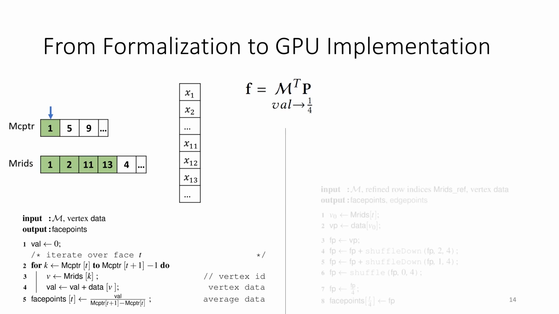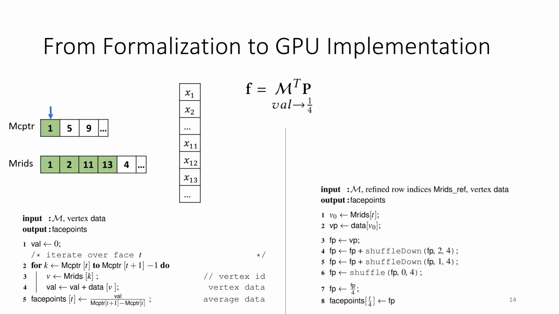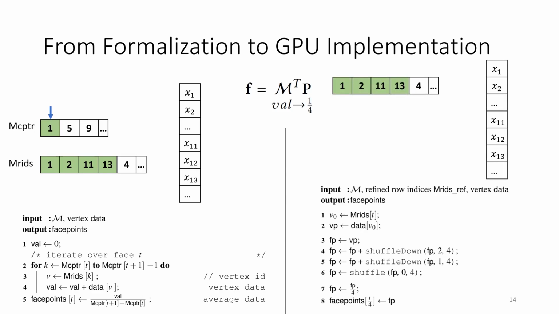But we actually know a bit more about the underlying data. First, the fact that each column has exactly 4 entries renders the column pointer obsolete. Therefore, we can assign one thread to each row index. 4 consecutive threads work together to compute a single phase point.